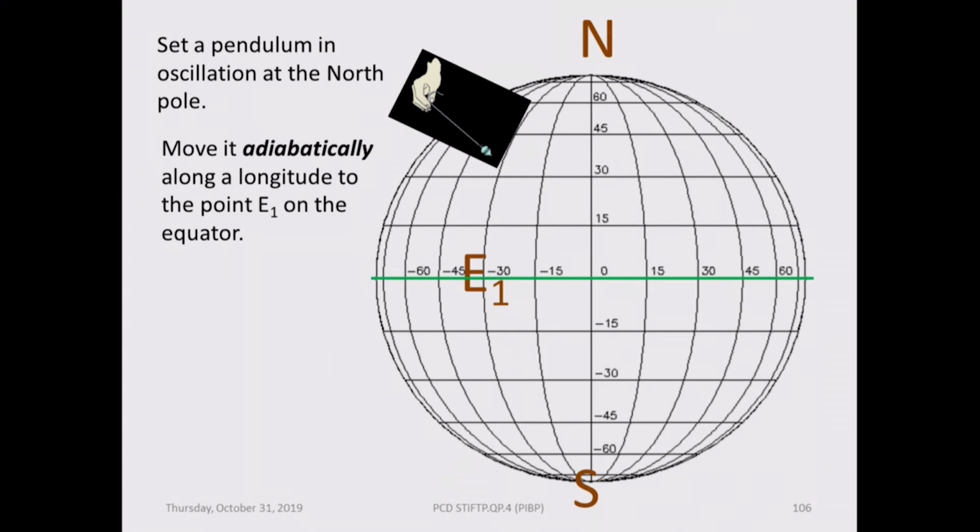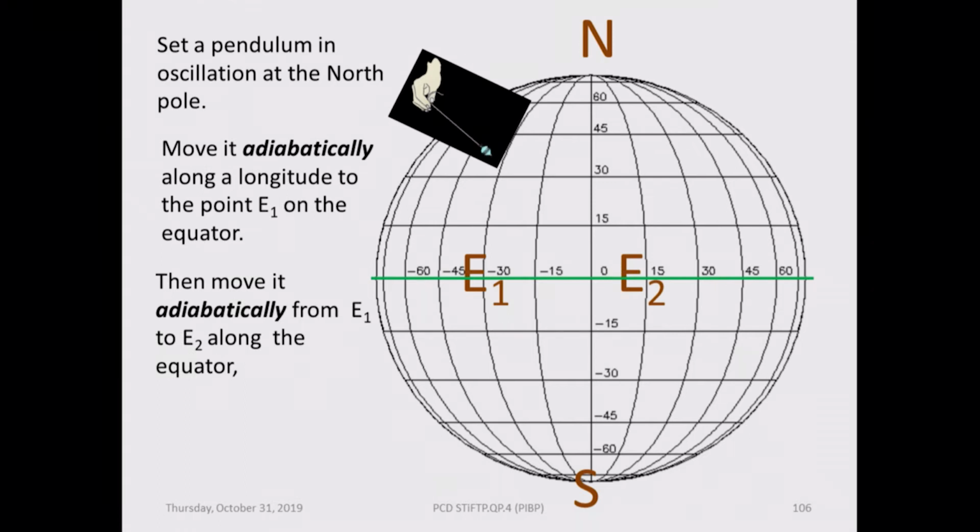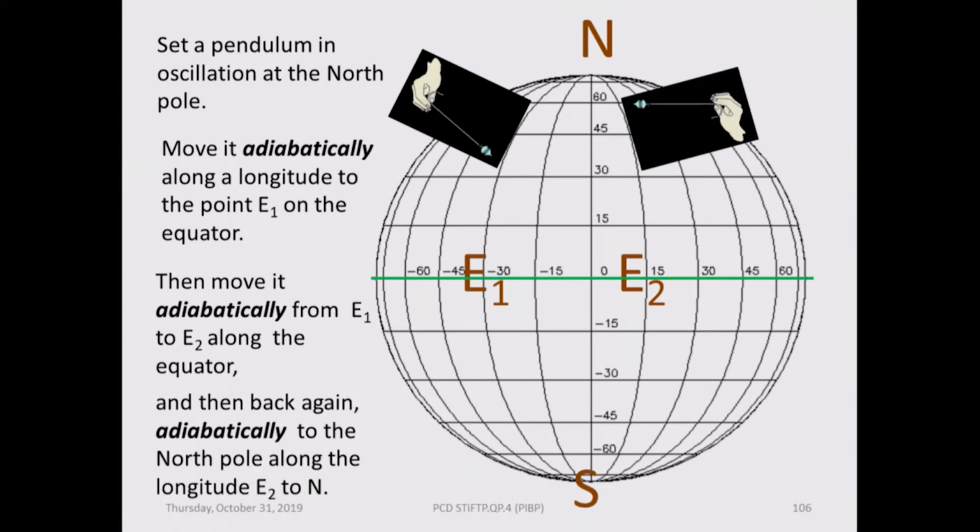And now you move that pendulum adiabatically from the North Pole to a point E1 on the equator. Okay. So, it is oscillating in that plane. Now, you move it on the equator from E1 to E2 and now take it back along another longitude to the North Pole, all right. And notice that the plane of oscillation is no longer what it was. Okay, do you see that? The plane in which the pendulum is oscillating.